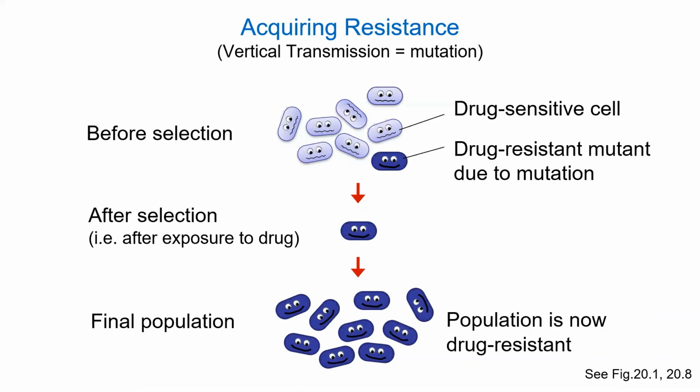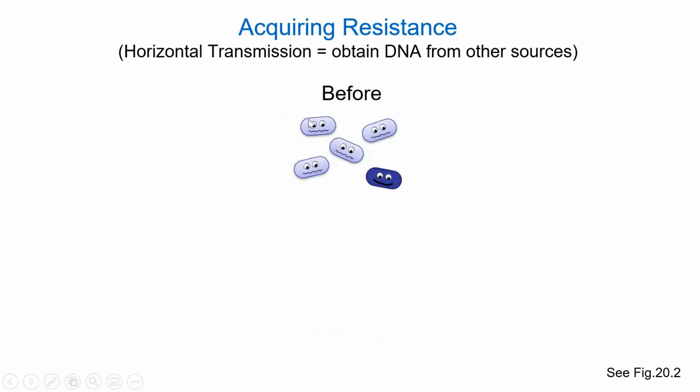We want to have the high full concentration. We want to make sure that all of them are cleared and we're not getting any resistance. So this is one way that can happen. There is something called horizontal transmission, which in some ways is even a little bit scarier. So let's take a look at horizontal transmission.